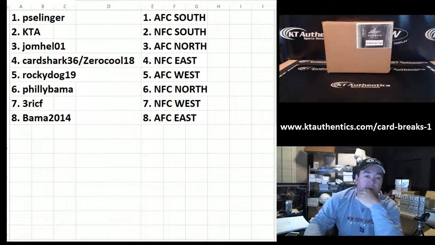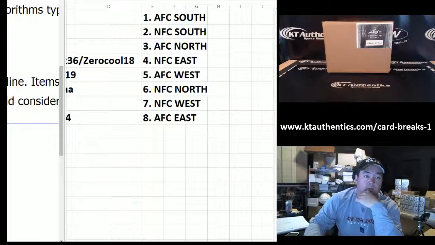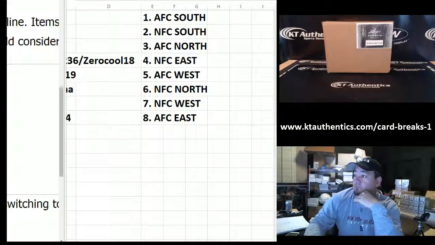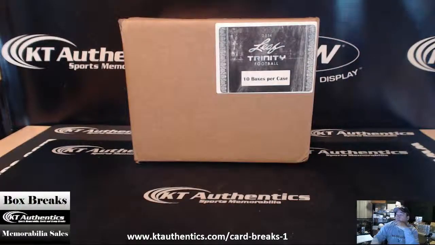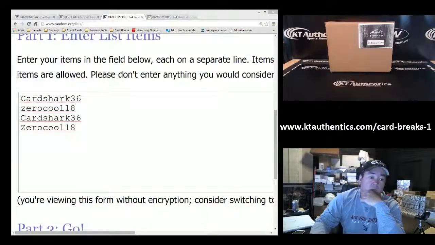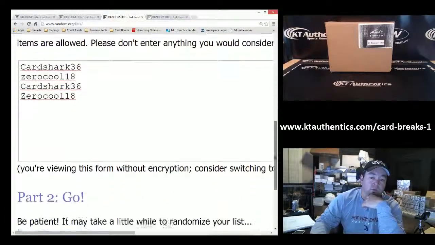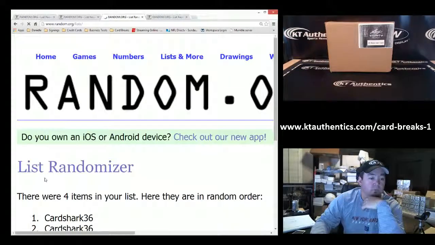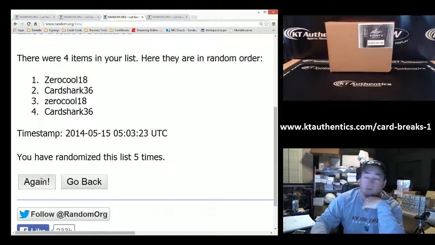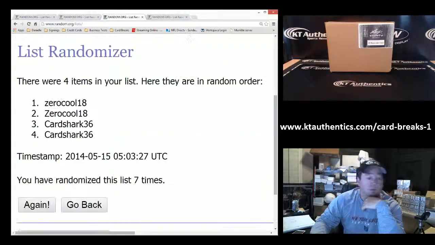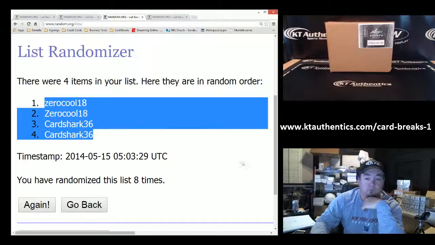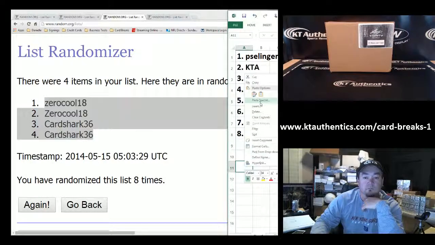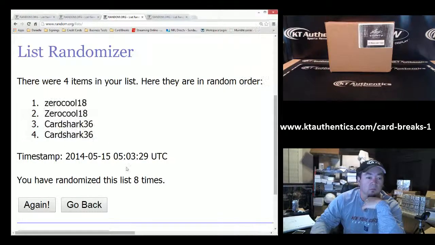All right, so we're going to go back to the randomizer really quick. Back to the randomizer. There we are. All right, Card Shark, Zero Cool, Card Shark, Zero Cool. We're gonna go eight times here. Here we go. One, two, three, four, five, six, seven, and eight. Well, that makes it easy. Zero Cool top two, Card Shark bottom two. Alrighty, we went eight times right there.